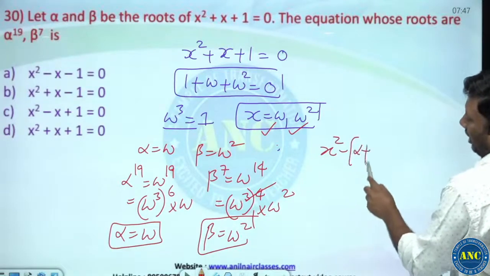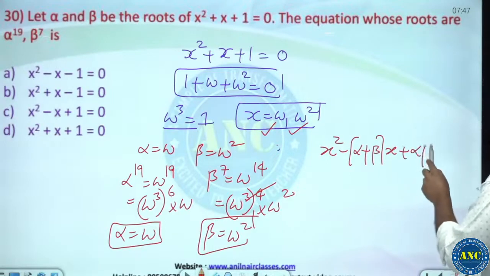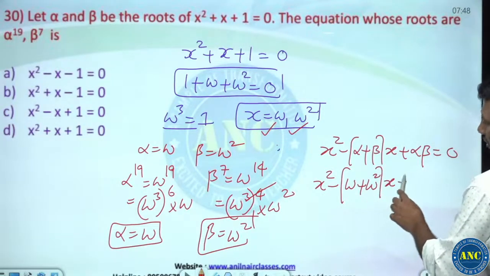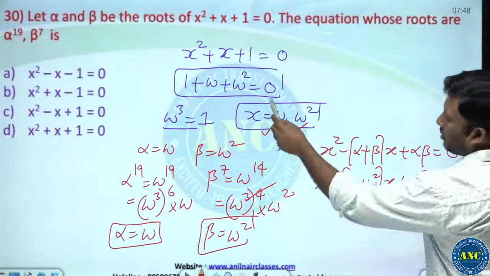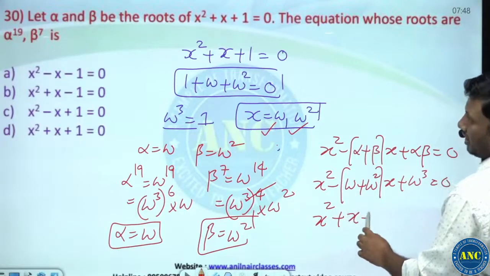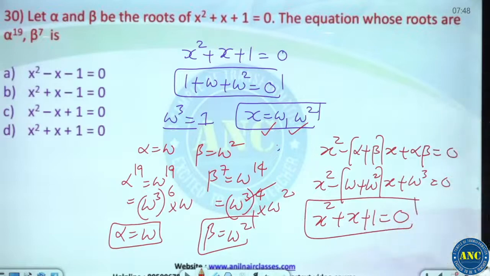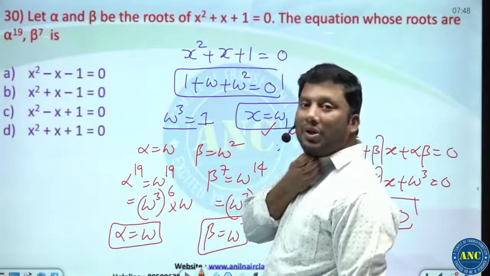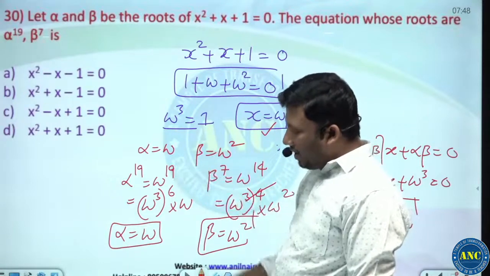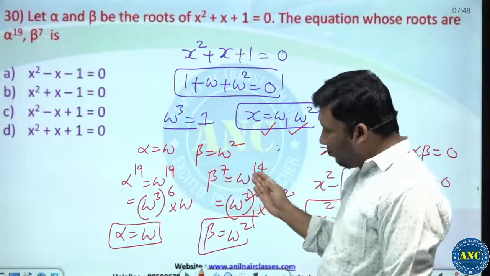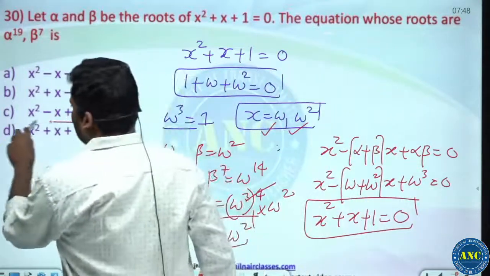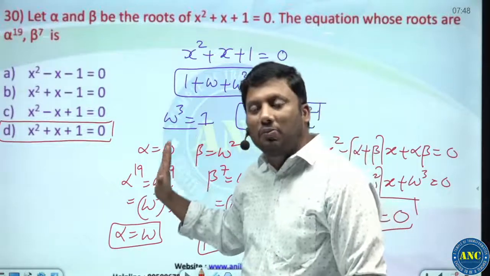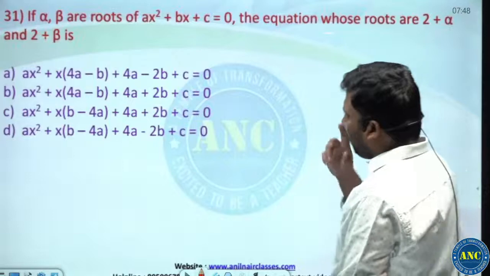The quadratic equation is of the form x square minus (alpha plus beta) x plus alpha beta equivalent to 0. So x square minus (omega plus omega square) x plus omega cube, which is 1. Omega plus omega square is minus 1. So x square plus x plus 1 equivalent to 0. If alpha and beta are the roots of the equation x square plus x plus 1 equivalent to 0, x will become omega or omega square, so alpha power 19 becomes omega power 19 and beta power 7 becomes omega power 14. Very, very easy question. The answer for this question is x square plus x plus 1 equivalent to 0. I hope the idea is very, very clear. Each and every question has one model, sir.